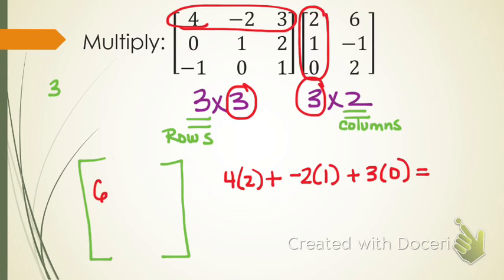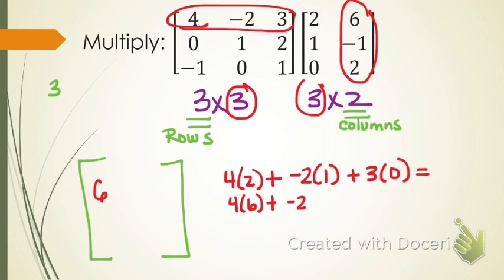To find the second number in this, because there's 2 numbers per row. There's 3 rows, and every row has 2 numbers. So to find the second number, I'm going to multiply that first row by the second column. So we have 4 times 6 plus negative 2 times negative 1 plus 3 times 2. Type that in your calculators, and you should have 32.